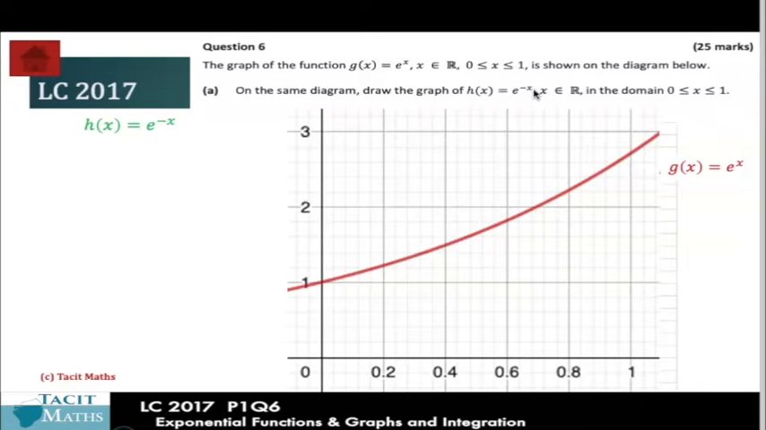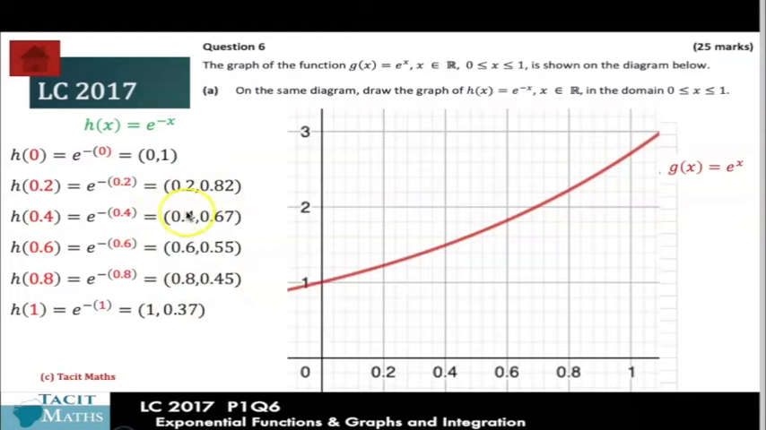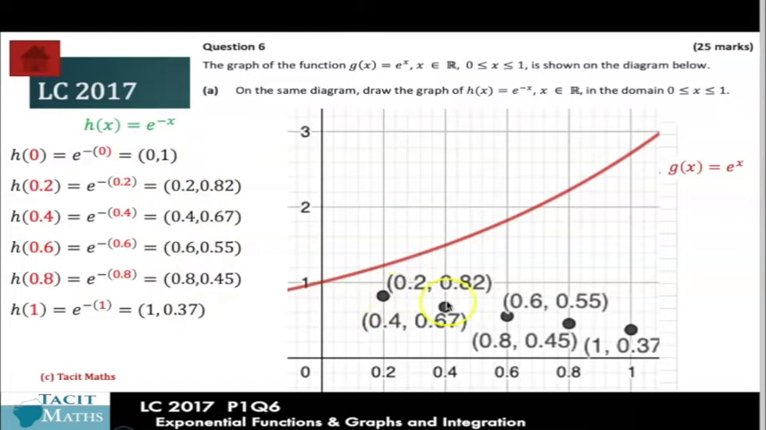If you're asked to plot a graph, you simply find a few values of x, sub them in, and they give you your y values. So look, it's between 0 and 1, so I'd be subbing in all of these values here. So h of 0 comes out as being 1, alright? Then everything else your calculator does for you. So you have all your inputs, outputs, inputs, outputs. That gives you your coordinates. So that helps you plot this graph then, okay?